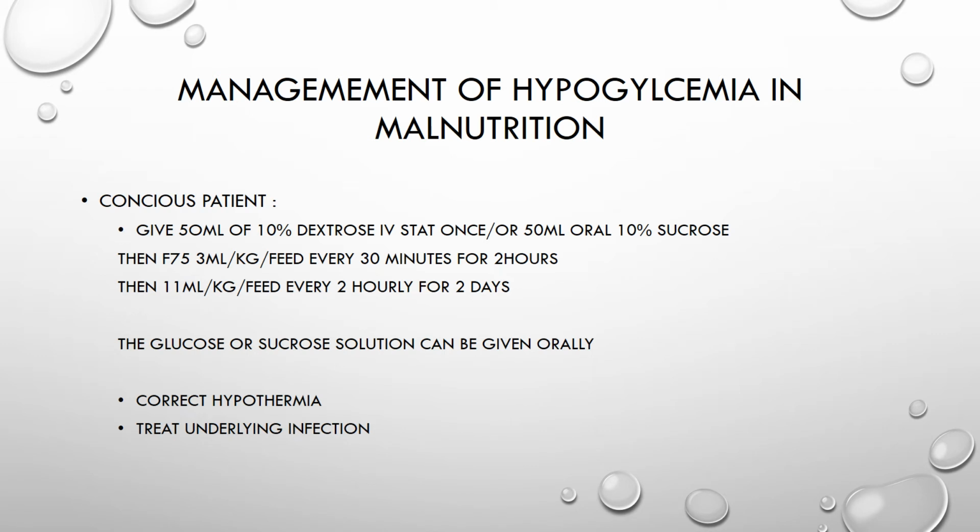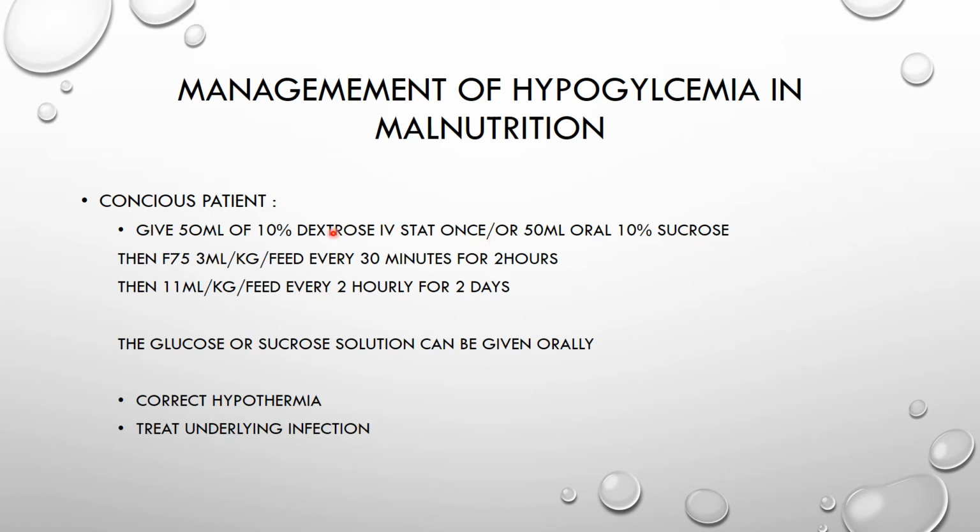So for management of hypoglycemia in malnutrition in a conscious patient, we want to give 50 ml of 10% dextrose IV. We usually give it IV or orally, depending on whether the patient is tolerating oral feeds. If the patient is vomiting, we give it as IV fluids. If the patient is tolerating oral feeds, we give it as oral feeds. We could give it as 50 ml of oral 10% sucrose.